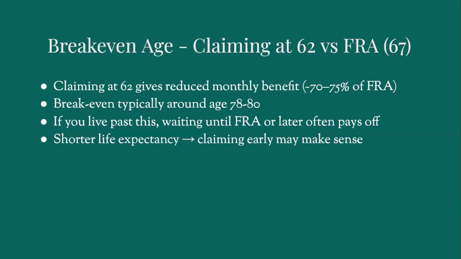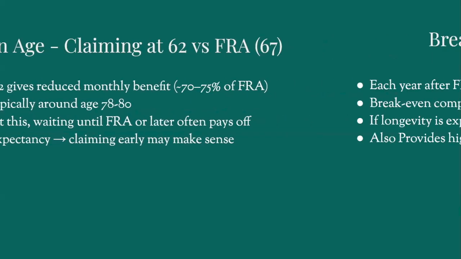Part of the factors that go into this is, do I have a good family history? Am I in good health? Do I think I'm going to live past 79 or 80? What's my asset base? If I have a lot of assets, maybe I can delay filing until 67 or 70 years old. If I need the income, maybe I have to take it at 62 or 63 or 64. So there are some other things that go into it rather than just longevity.